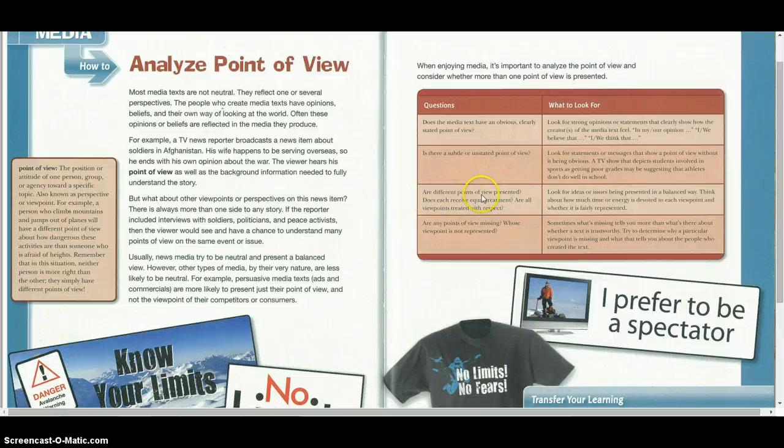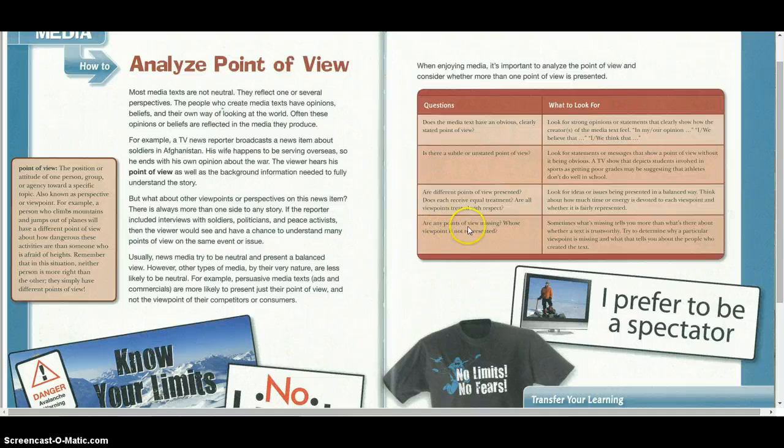Next one. Are different points of view presented? So look for ideas or issues being presented in a balanced way. Think about how much time or energy is devoted to each point of view or viewpoint and whether it's fairly represented. So is it all one-sided? Is it all about their opinion? Or do they kind of talk about the other people too? Almost like a counterpoint when we did our opinion piece, right?